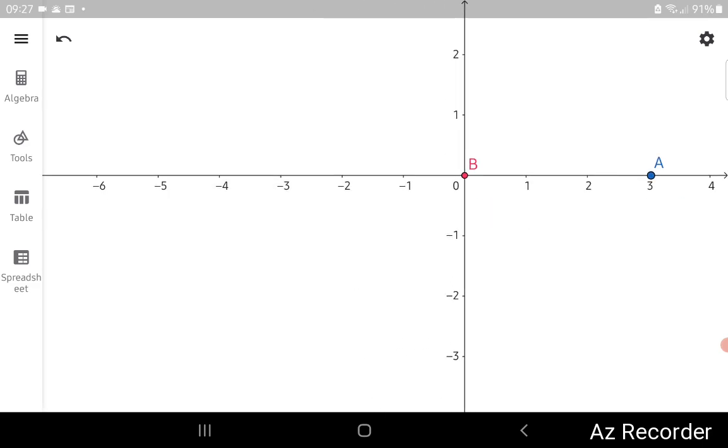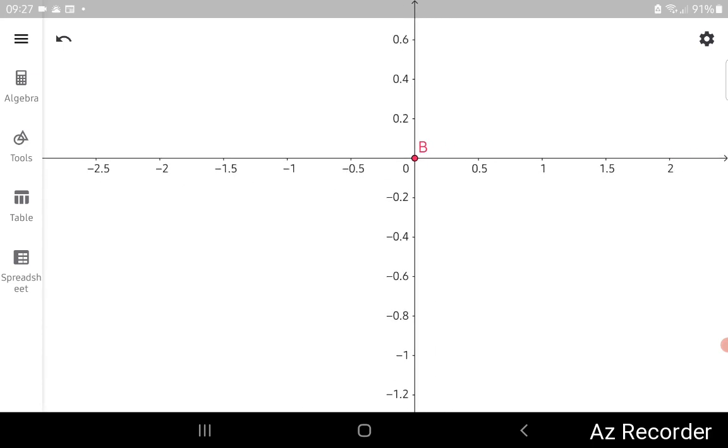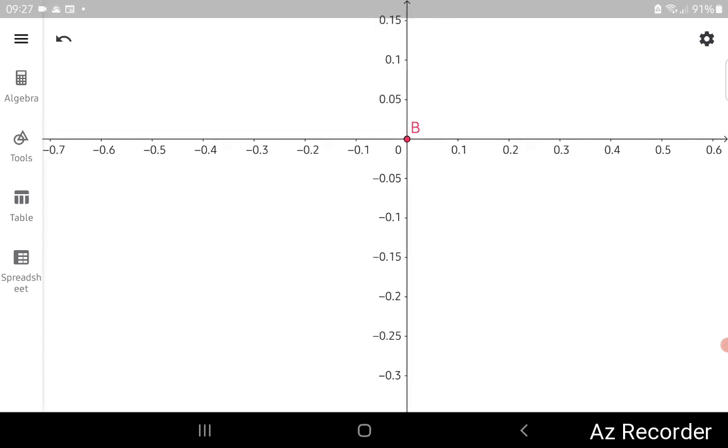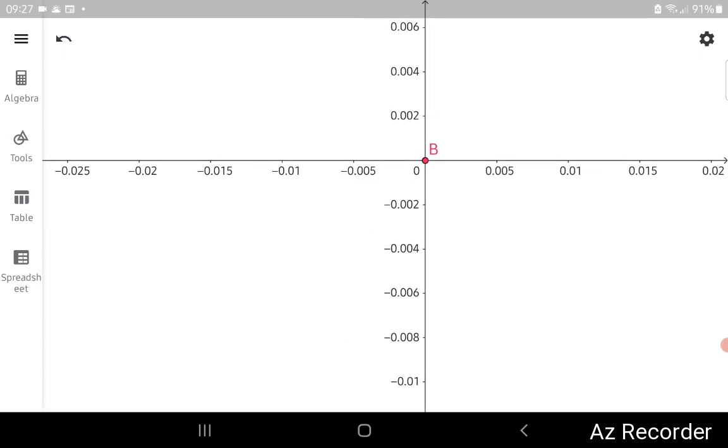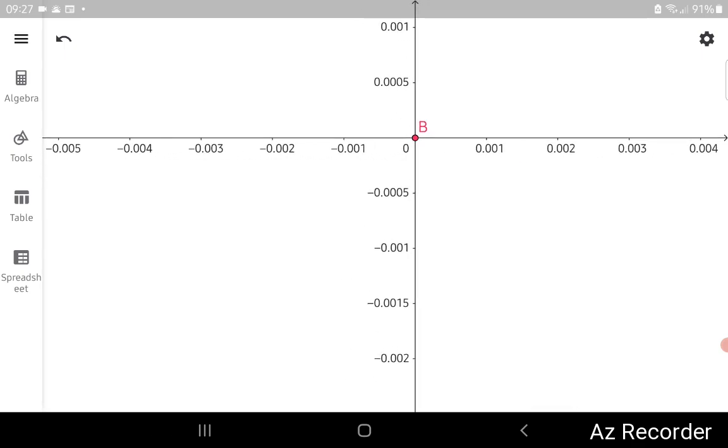And now let's look at B. There's a reason I marked B as 0. We'll look at it later. And let me do the same thing here though. Let me zoom in and let me look at B. Now B is exactly 0. No matter how much we zoom in, B is 0. Okay.